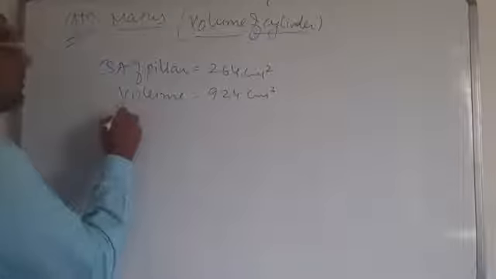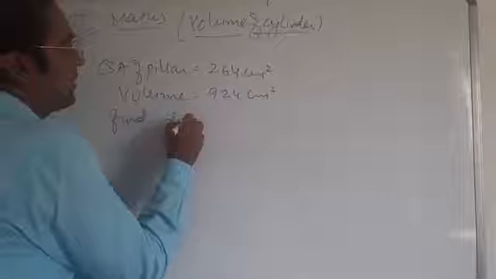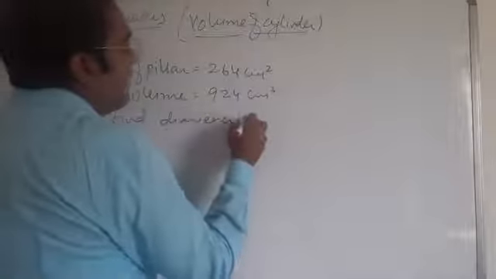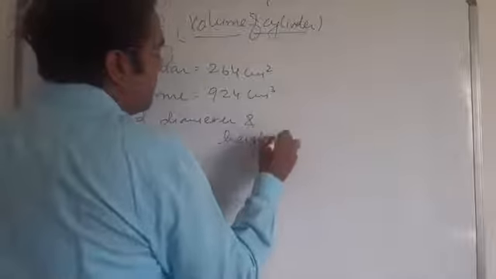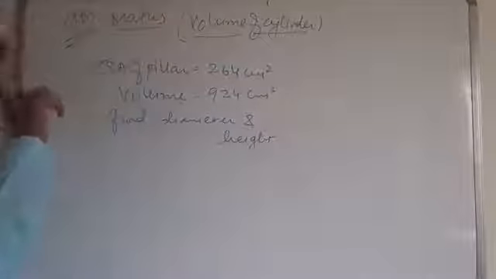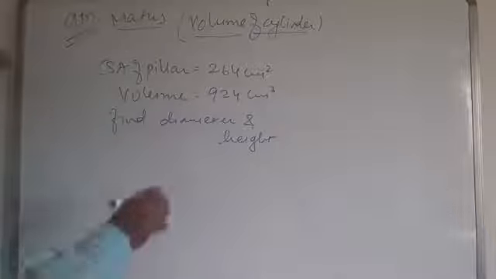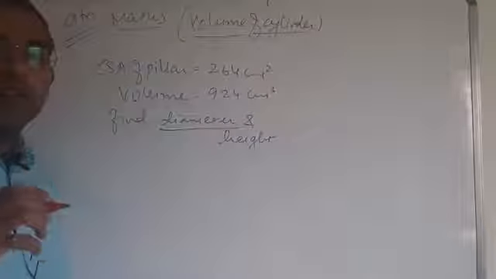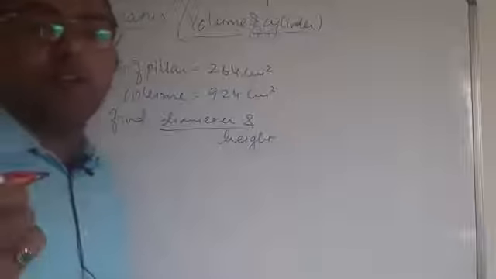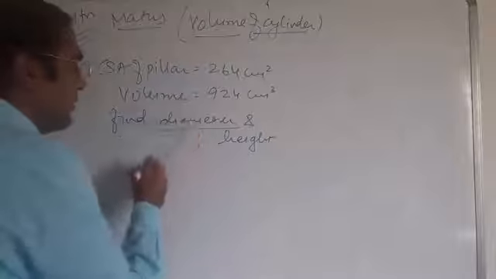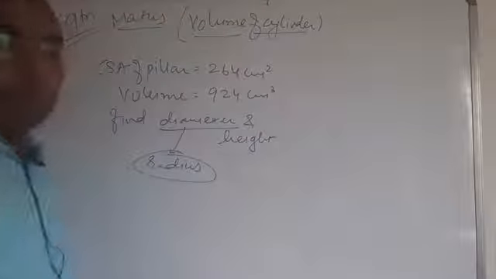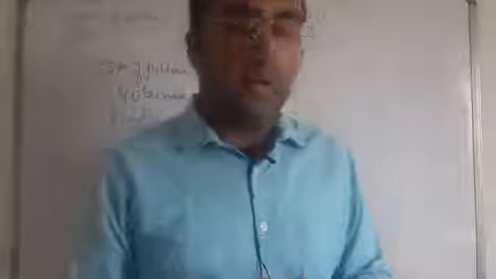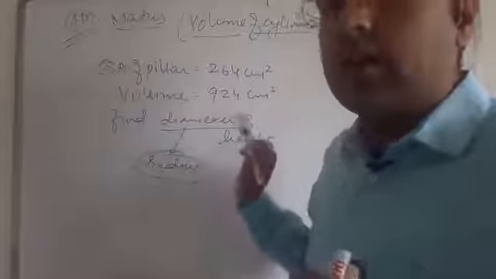Find the diameter and height of the cylinder. To find the diameter of the cylinder, we first require the radius of the cylinder. So first we find the radius of the cylinder, and after that we find the diameter. So for that, the question is to find the radius and height of the cylinder.